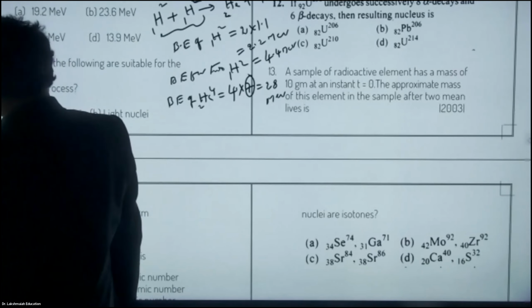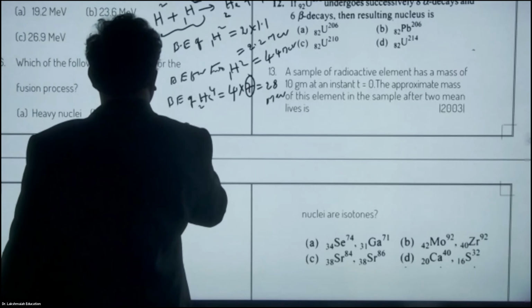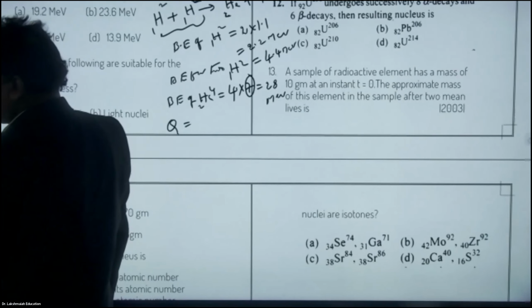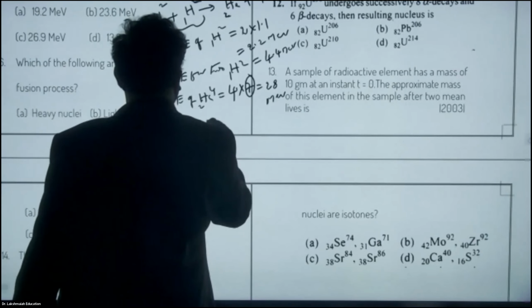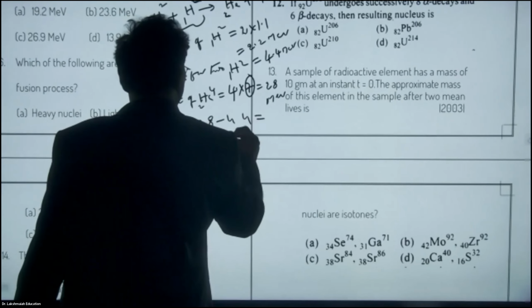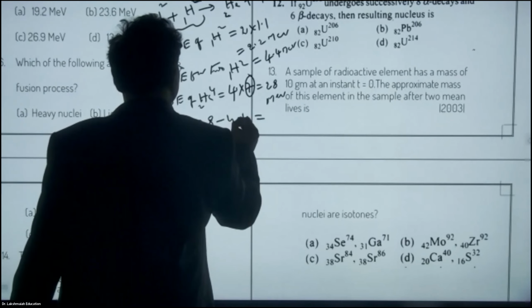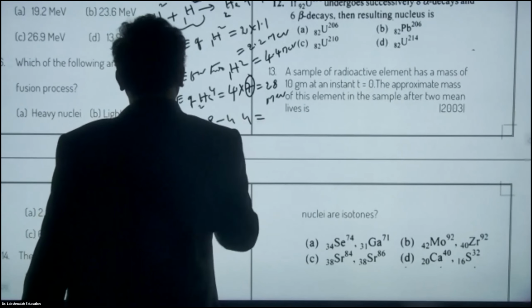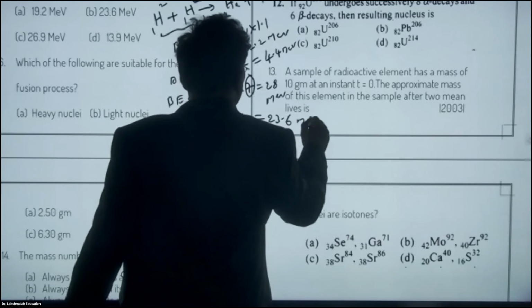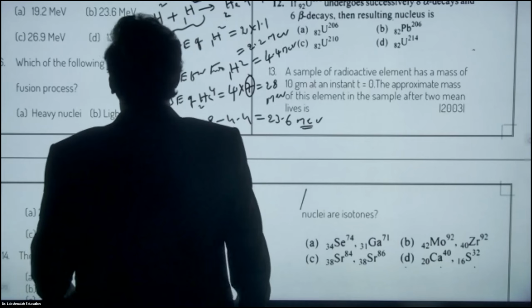So now energy released Q is 28 minus 4.4. What is that value? 23.6. Yes, sir. 23.6 million electron volt. Where is that value? So option B is correct.